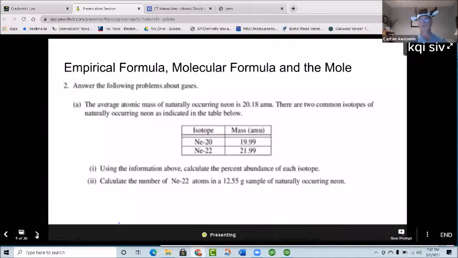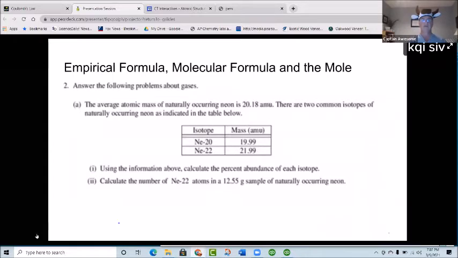So you'll see a problem like this on the exam. Let's give it a quick read. The average atomic mass is 20.18. There are 2 common isotopes. The isotopes are 20 and 22. And the 2 masses of those isotopes are given. And the question says, calculate the percent abundance of each isotope.